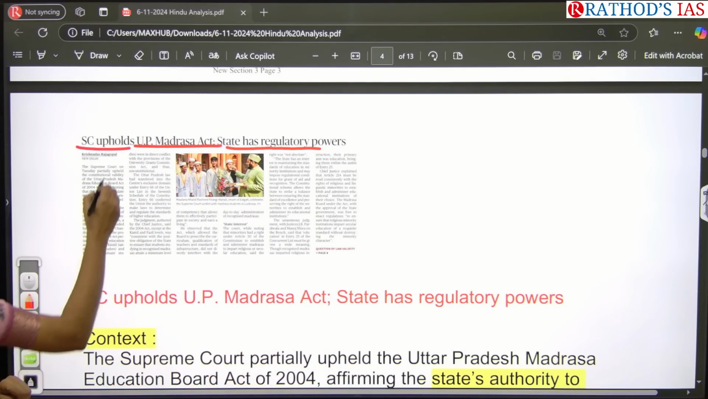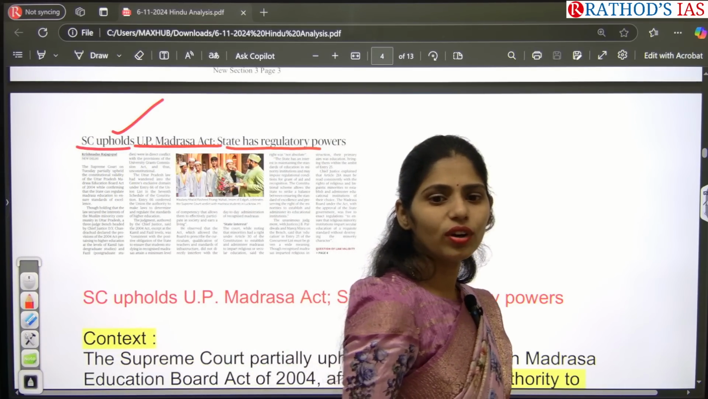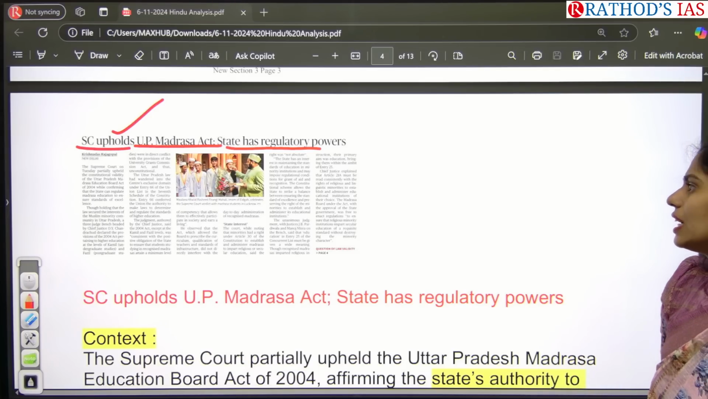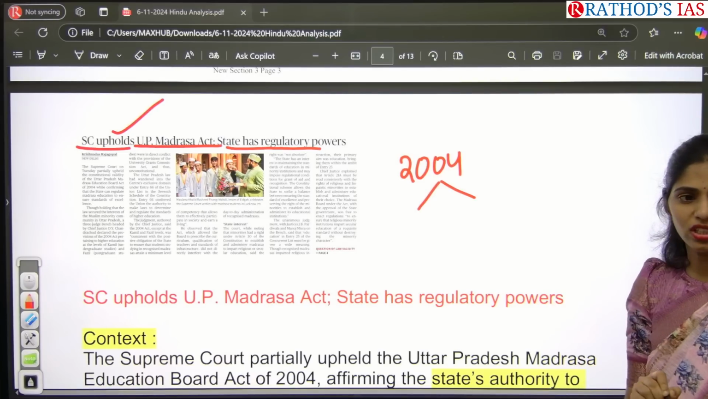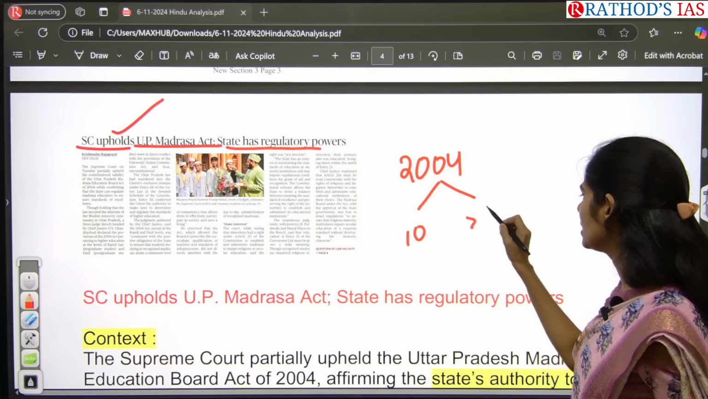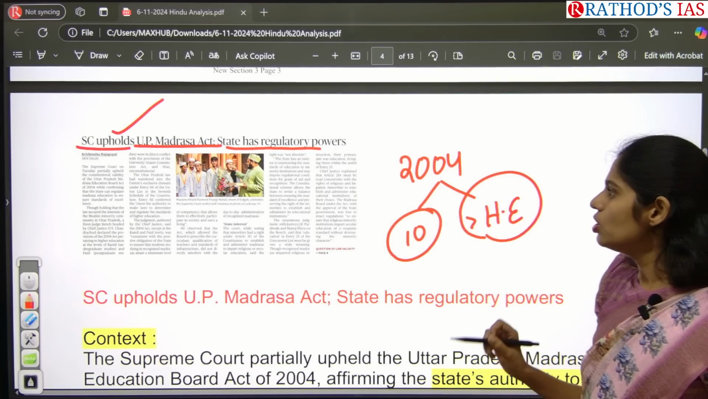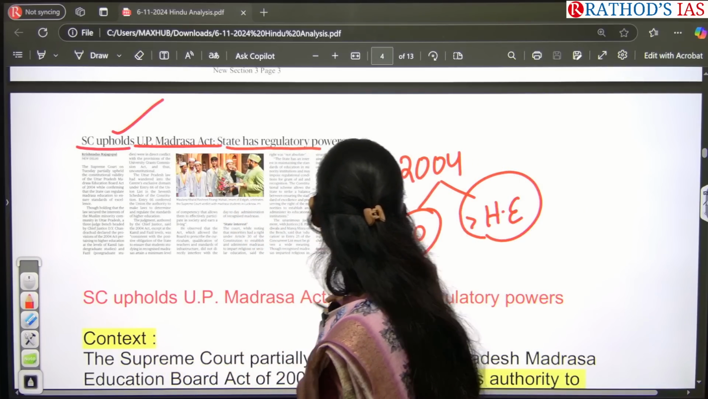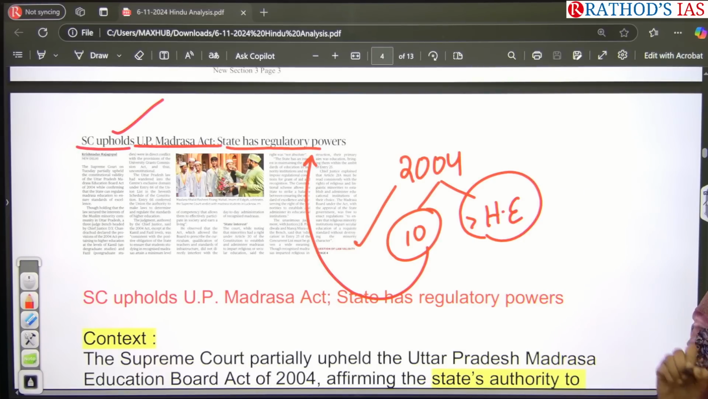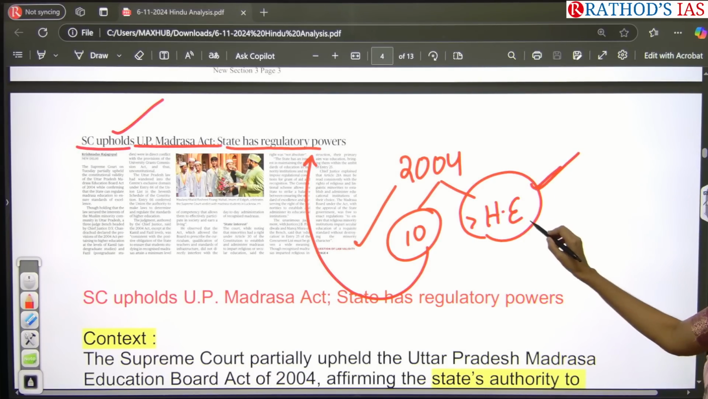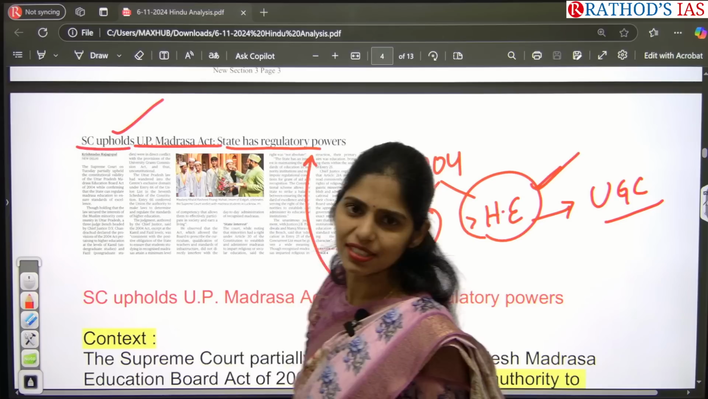Yes, the Supreme Court said this UP Madrasa Act is good because it is the power of the state to control education. Under this Madrasa Act of 2004, we have two types of education: one is till 10th and the other is higher education. The Supreme Court upheld that till 10th it is the power of the state to regulate the education of these madrasas, and higher education comes under UGC. So that is the simple judgment which is given.